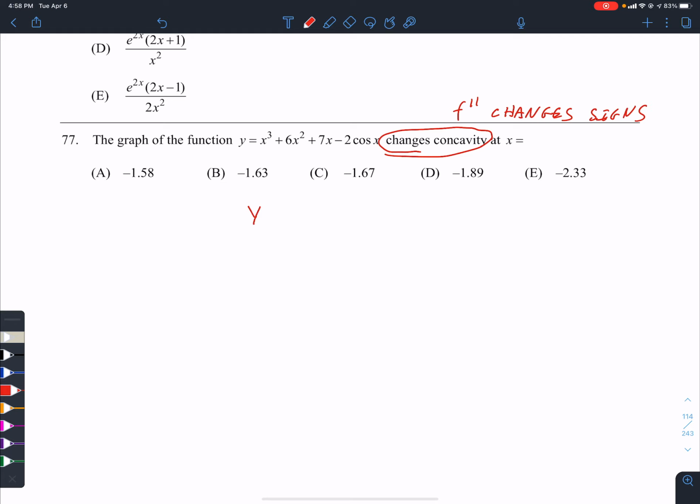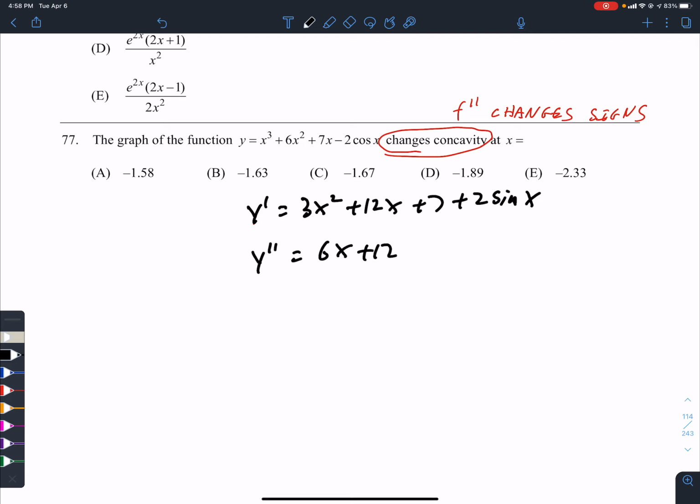Now, we could take the derivative twice, and it's probably a pretty safe thing to do. Derivative of cosine is minus sine, so it's plus 2 sine x. And we get 6x plus 12 plus 2 cos x. And we could graph that and see when it changes signs.